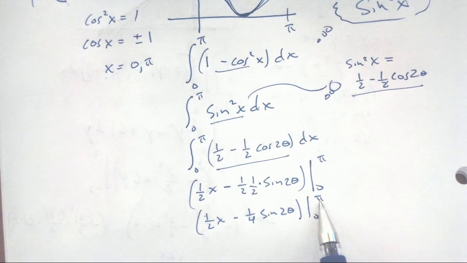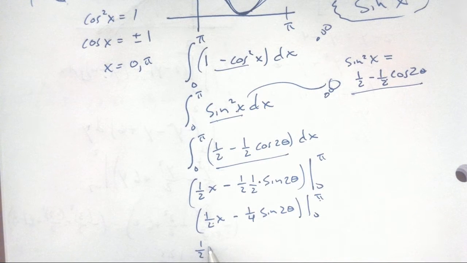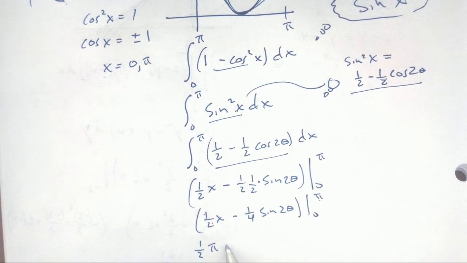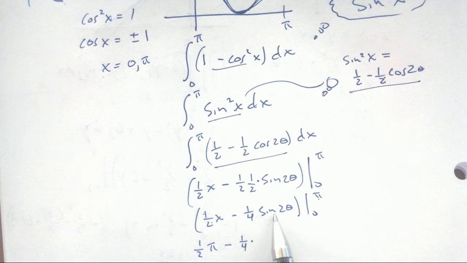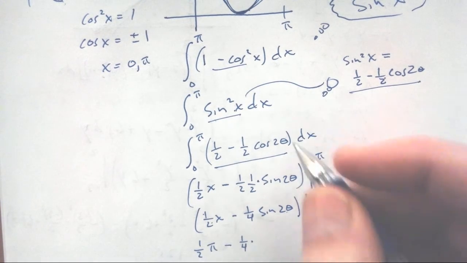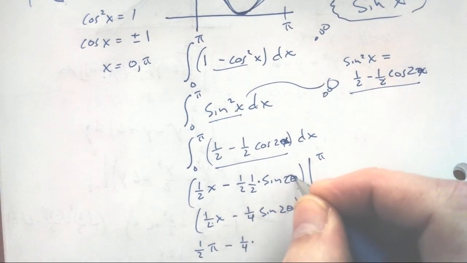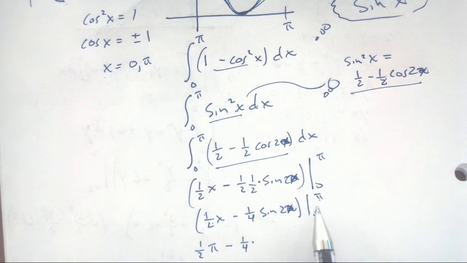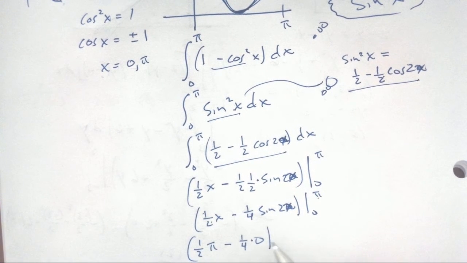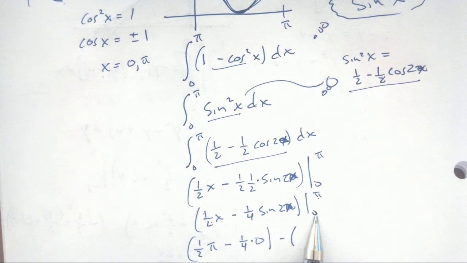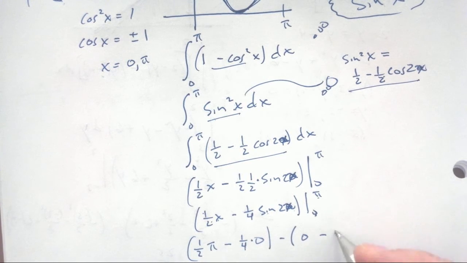All right, let's take a look. Put in pi. I get 1/2 pi minus 1/4 times sine. I shouldn't have thetas here. These should be x's. I got off track with my formula. Put in pi, and I get sine of 2 pi. Sine of 2 pi is 0. Then I get minus, put in 0 here. I get 0 minus sine of 0 is 0. So we just end up with pi on 2.